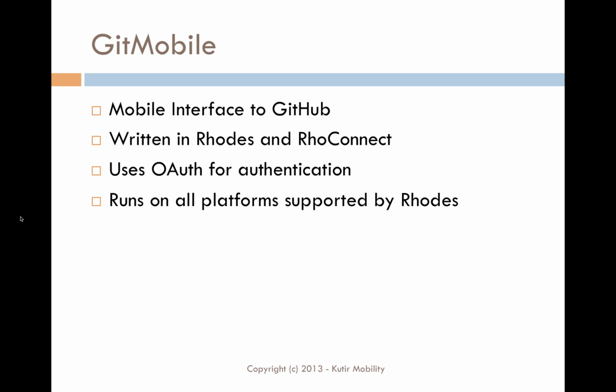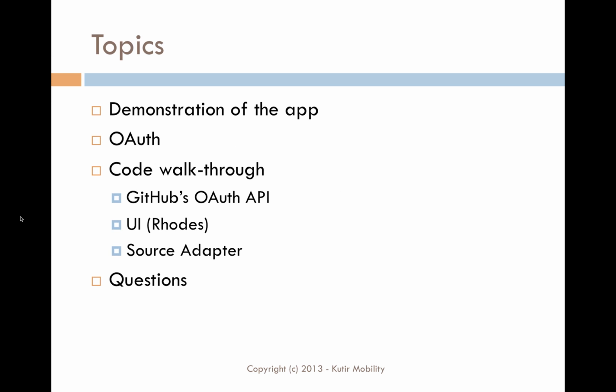And we built a mobile interface on top of that. It's written in Rhodes and uses RhoConnect for all of the synchronization. Uses OAuth for authentication. We'll get a little bit into detail about OAuth and why we chose that. And of course, because it's written in Rhodes, it runs on any platform that is supported by Rhodes.